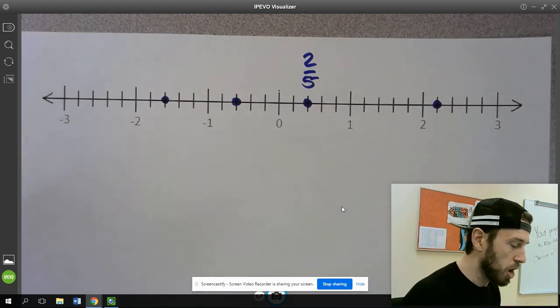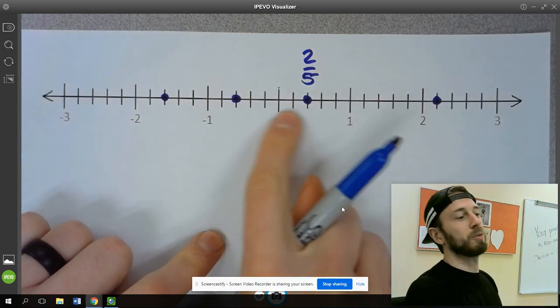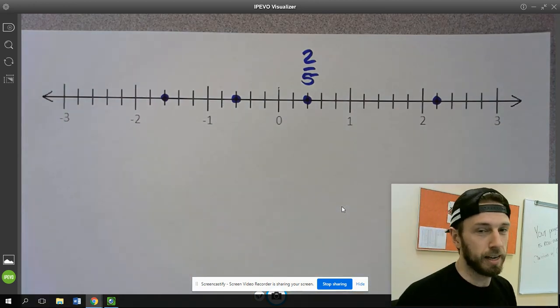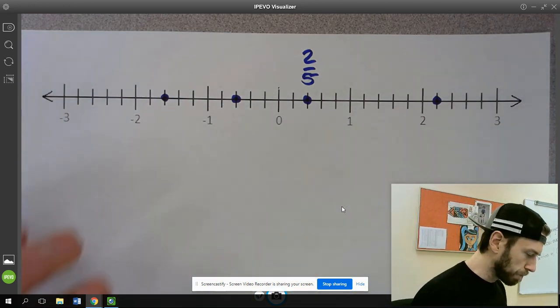Right? Remember, this is not 0.2 just because we went 2 spaces over. That's, again, a big mistake that a lot of people will make.